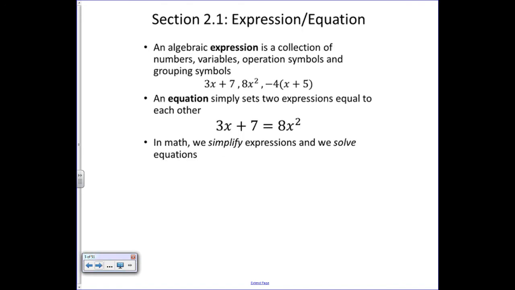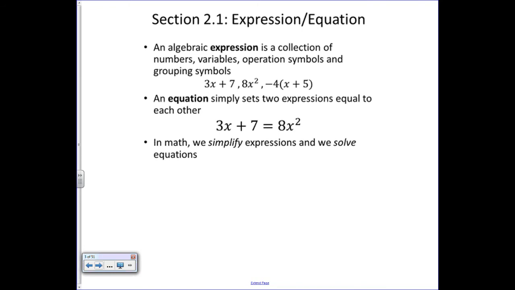So what we call an expression in algebra is just a collection of numbers, variables, operation symbols, or grouping symbols. Right? So you can see here we have some examples of expressions separated by commas. 3x plus 7, 8x squared, negative 4 times x plus 5. These are all expressions.